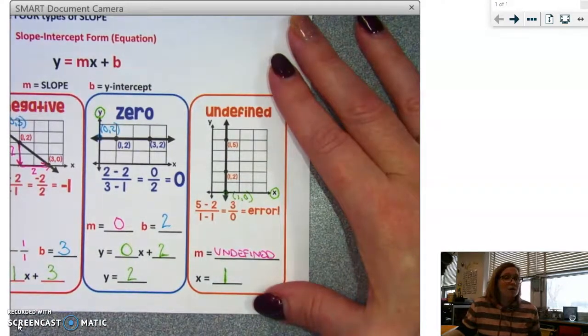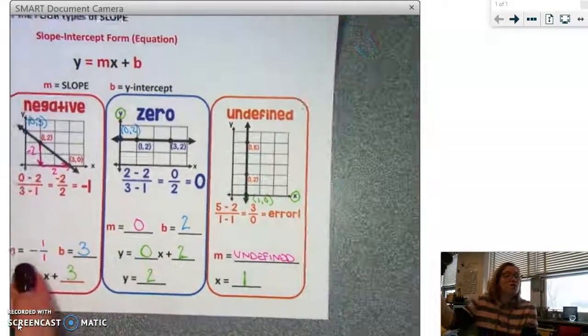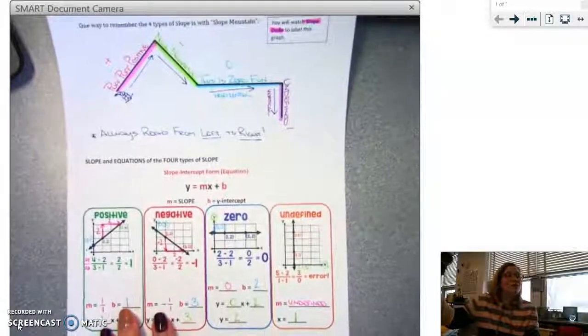You'll definitely have opportunities to practice this on your review. I will also have some additional practice out for anyone who is interested in that additional practice to get yourself ready for your test on Wednesday.